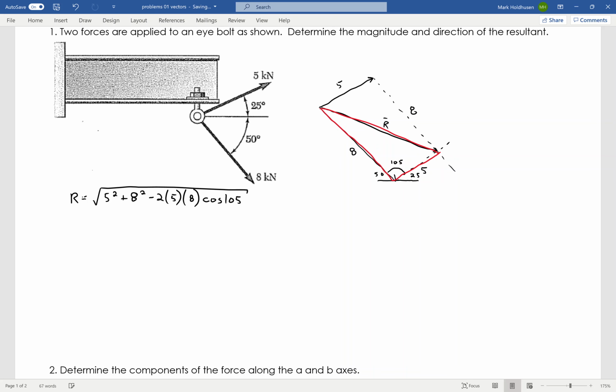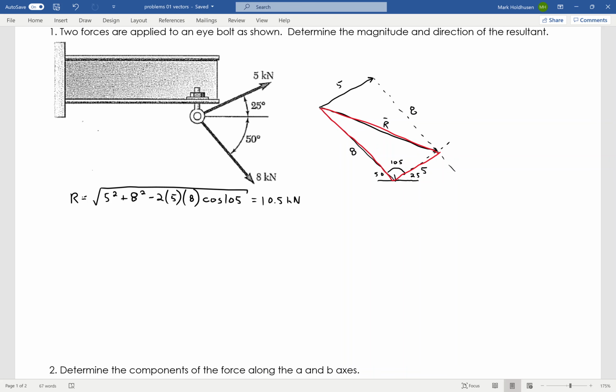Okay, so this is the law of cosines. It's in your book. You can find it. If you need help, just let me know. Okay, plugging that into my calculator, again, make sure you're in degrees when doing that, not in radians. And using that, I get the length of that side to be 10.5, and that's going to be in kilonewtons, just like the 5 and the 8 are in kilonewtons. Okay, so using that law of cosines, I can find that opposite side of that triangle right there.